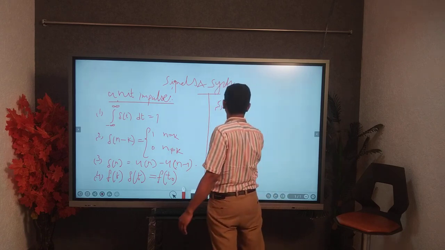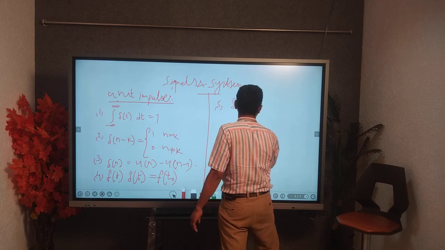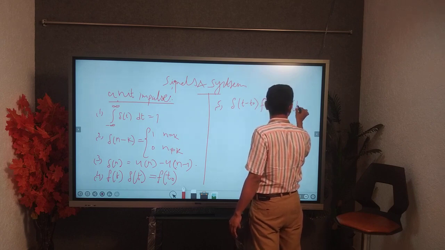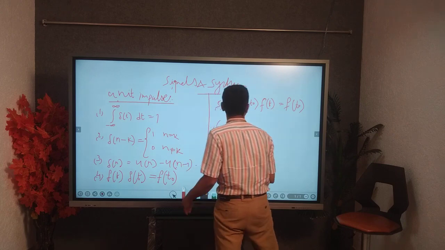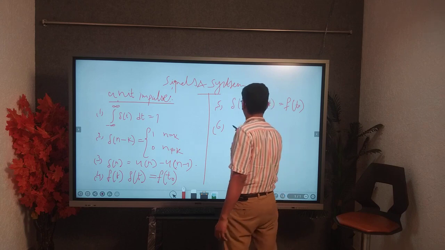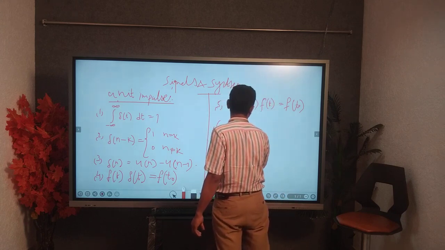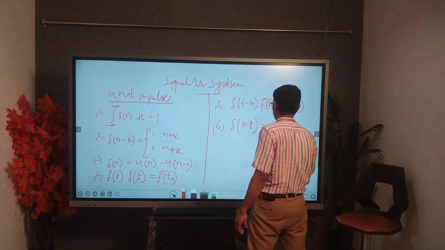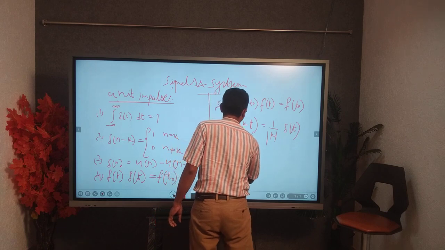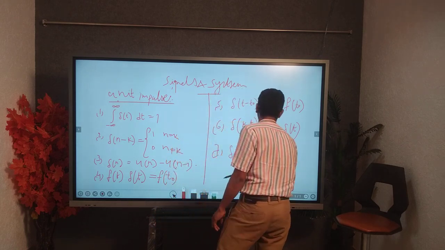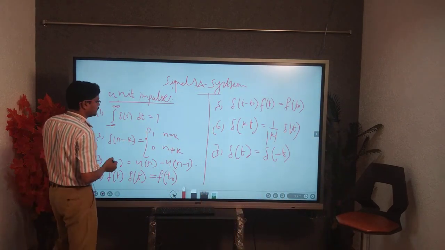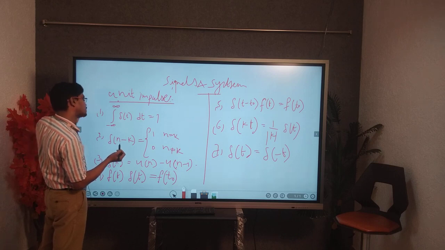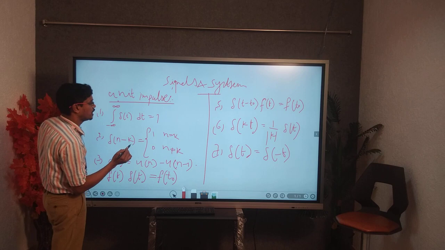And fifth one is δ(t − t₀) f(t) equal to f(t₀). And another one is δ(kt), that means scaling, equal to 1 by modulus of k into δ(t). And another one is δ(t) equal to δ(−t). We will discuss one by one, and that is the area under unit impulse or unit step or unit ramp. The area under this is 1. The area under the unit impulse, unit step or unit ramp is 1.